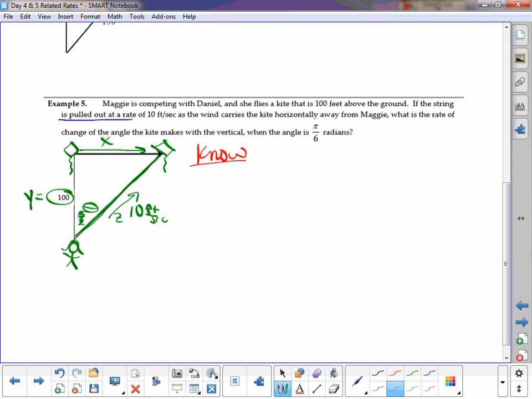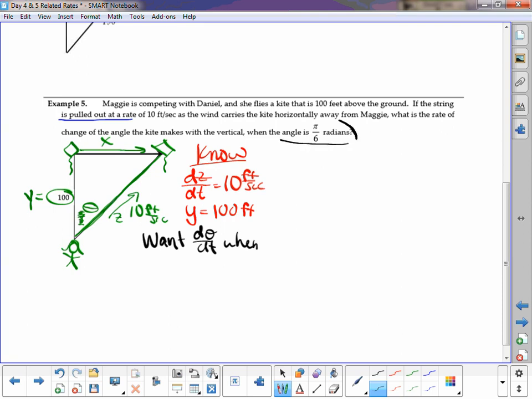So we know that dz dt is 10 feet per second. I know that y is not going to change in value. That's that constant of 100. X is changing, z is changing, so we don't know those variables. And we want the rate of change of the angle. So we want d theta dt, specifically when the angle is pi over 6, so when theta is pi over 6. So we're looking for that rate of change of the angle.